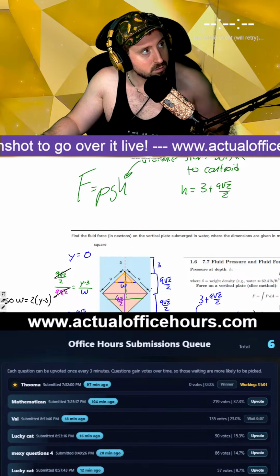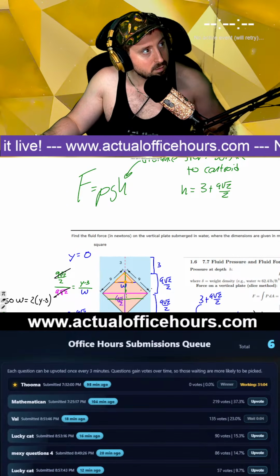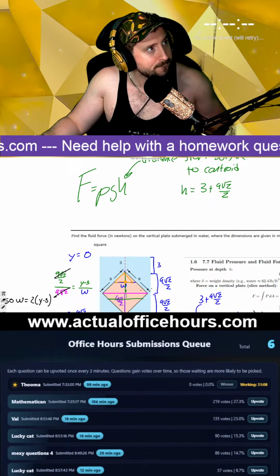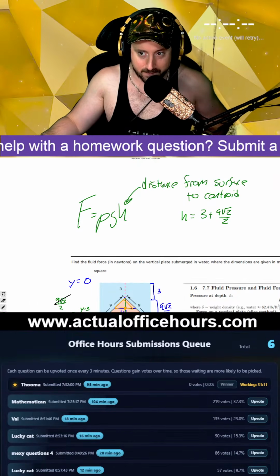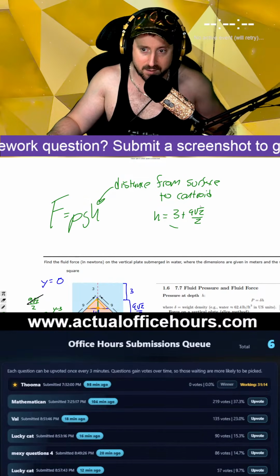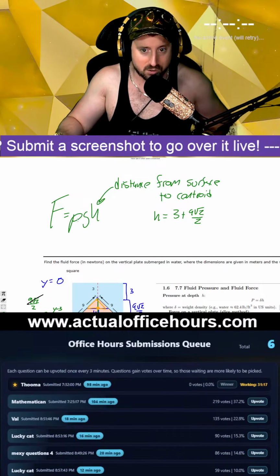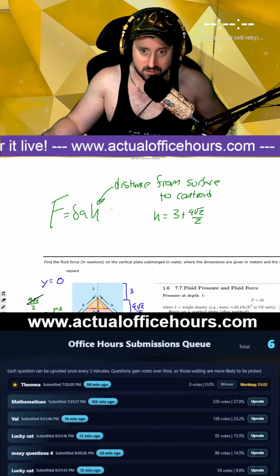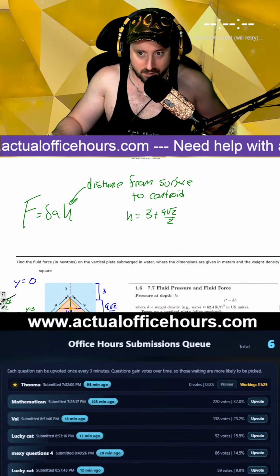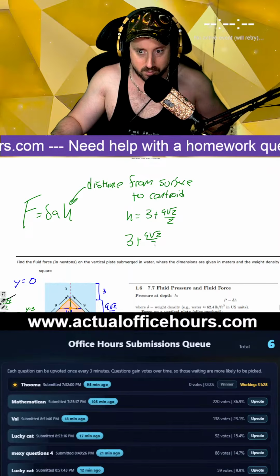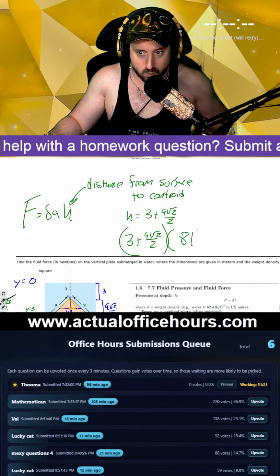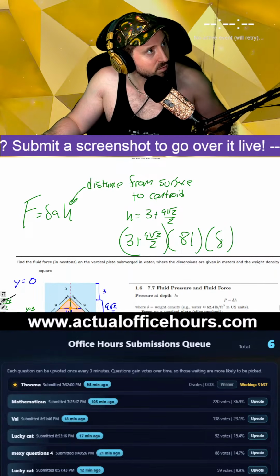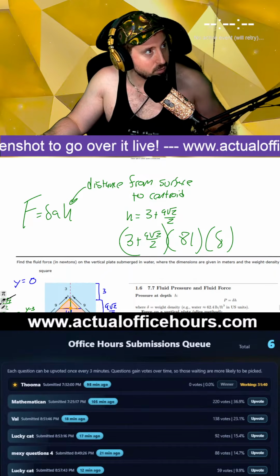Right? And then they're just multiplying that by the density. So they're doing density times area times h. So they're saying 3 plus 9 root 2 over 2 times the area, which is 81, times rho. And then you're done. Bruh. And it's right? Yeah, I guess that's right.